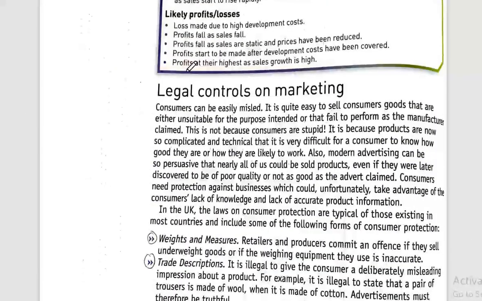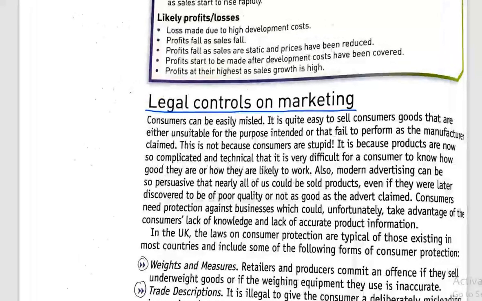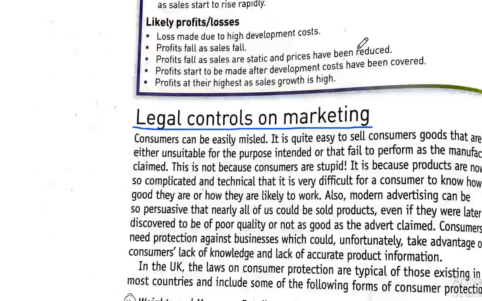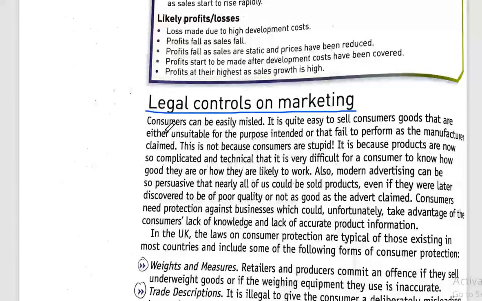So we have legal controls on marketing. Now we're talking about the laws, the legal matters related to the marketing part. In this part, we're trying to do the marketing strategy without violating the rights of the consumers. All right. So consumers can be easily misled.